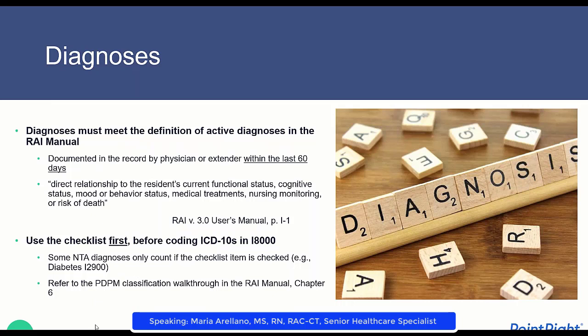The second bullet here is really important. Use your checklist first. Some of the NTA diagnoses only count if the checklist item is checked. A good example of this is diabetes at I2900, okay? You can say, "Oh, I had it coded in I8000." But no, this is really important that it be coded as CMS shows us of where they're pulling them from. If you have any questions, refer to the RAI manual, chapter 6, where it's all laid out. And again, going back to that ICD-10 Excel spreadsheet, the crosswalk, the mapping, you'll be able to see that very easily.